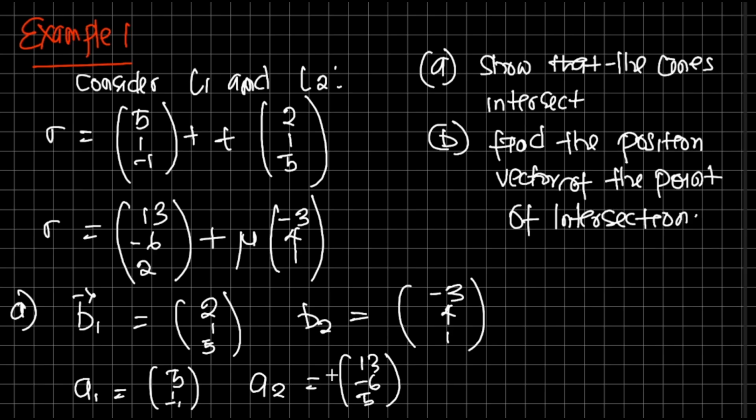For the lines to intersect, they must have a value of t and a value of mu which give the same position vector from each equation. So they must have the same value of t and the same value of mu. What we are going to do is, let's call this R1 and let's call this R2, for simplicity.